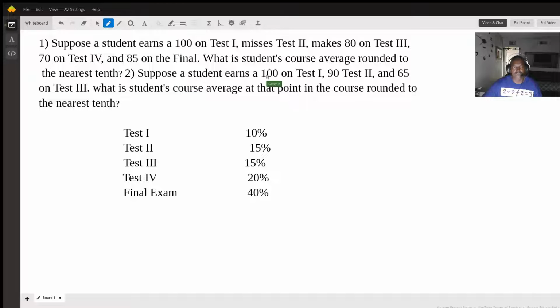Suppose a student earns 100 on test 1, 90 on test 2, and 65 on test 3. What is his course average at that point? Here's the breakdown for the tests: 10%, 15, 15, 20, and 40 for the final. So let's take a look at it.